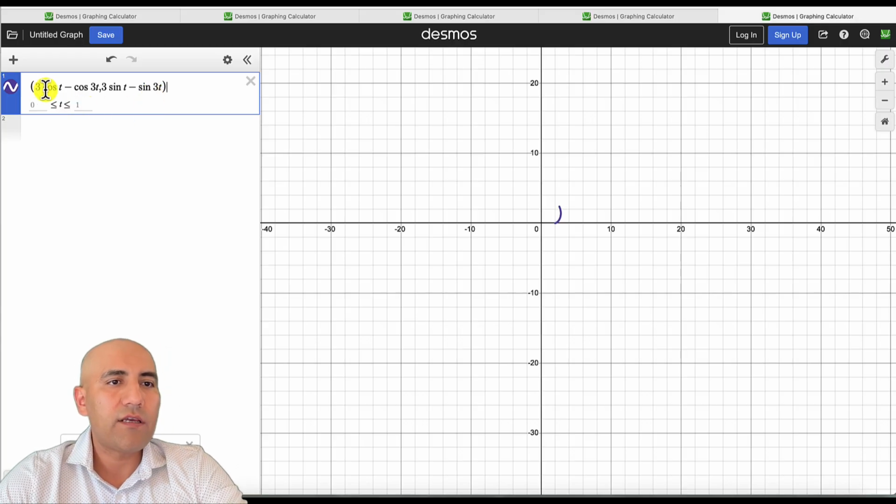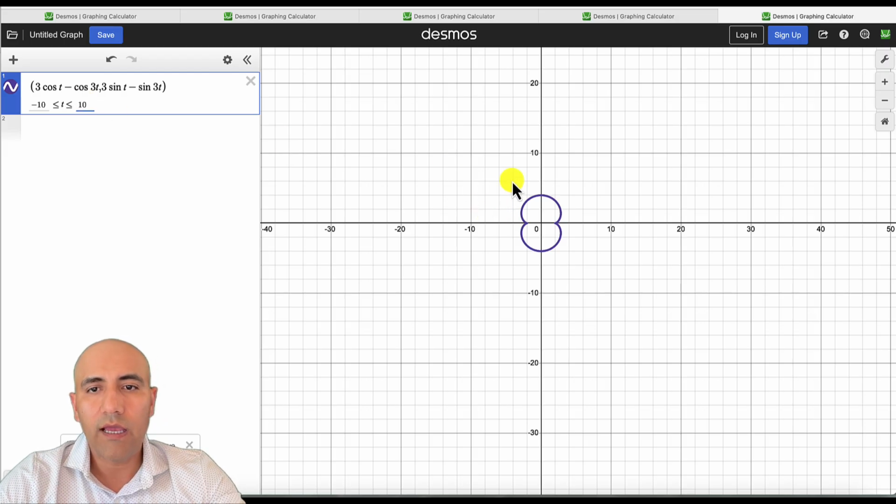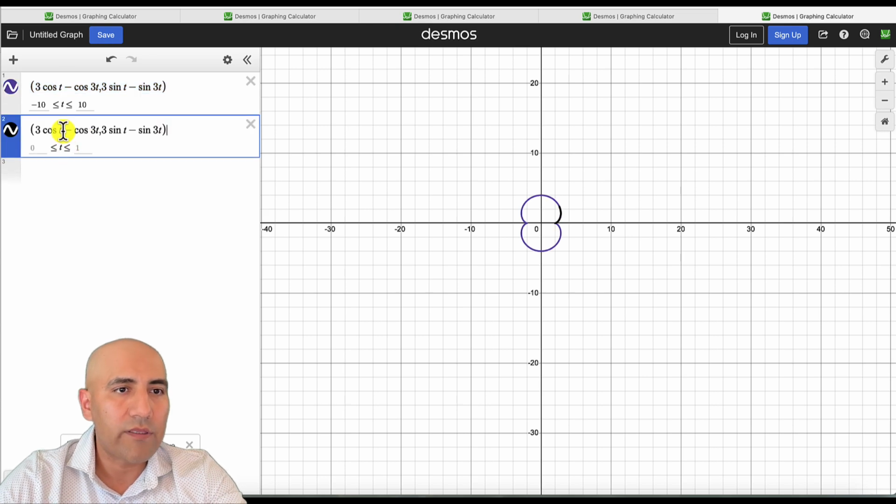Okay, so we have 3 cosine of t minus cosine 3t, comma 3 sine of t minus sine of 3t. By default, Desmos allows t to go from 0 to 1. Let's just put a big number here, see what the whole picture looks like. Negative 10 to 10, for example, looks like we start to retrace it. And we can double check that by rewriting this with a variable instead of t.